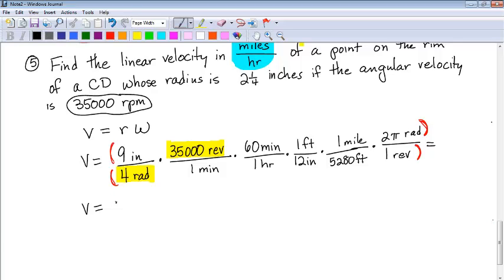Did you end up with about 468.561 miles per hour? Do you understand now why at a certain point inside computers, companies had to say we've got to build a better CD, otherwise that CD is going to explode? It will blow up, it will shatter inside a computer, because a point on the outside rim is traveling at 468 miles per hour inside there.